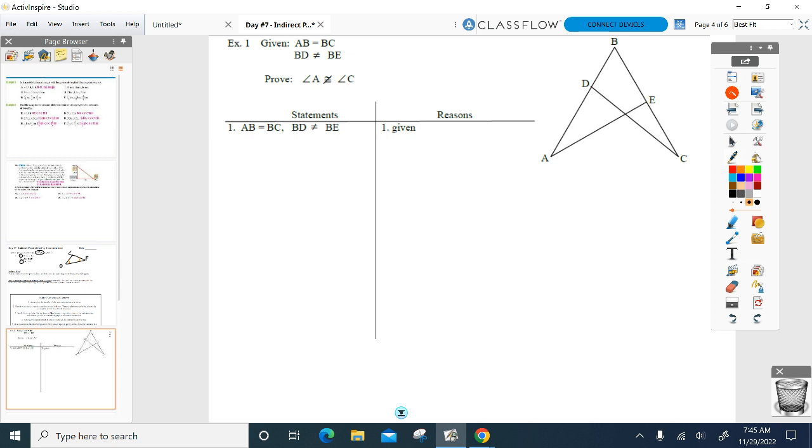This proof statement is proving something's not happening, and that tells me right away this proof has to be done in an indirect method. Once I see in the proof statement that I want to prove something's not happening, I have to do this indirectly.